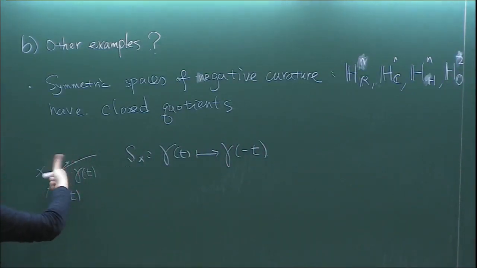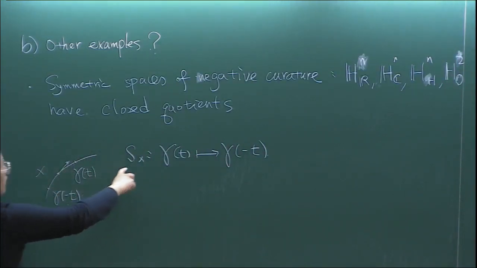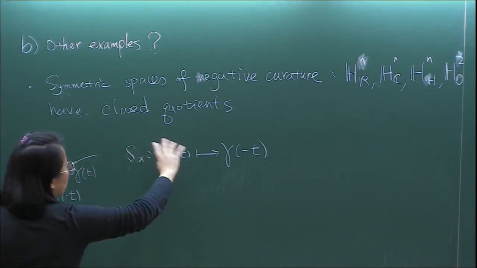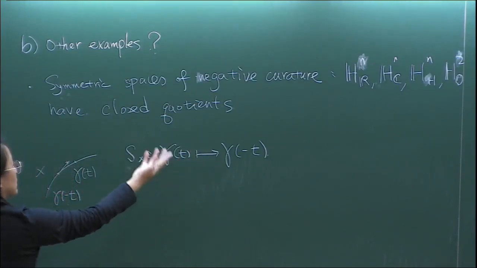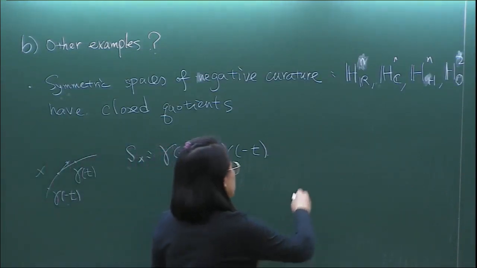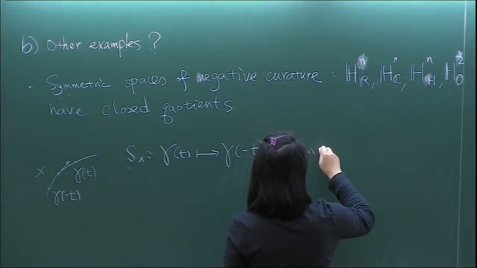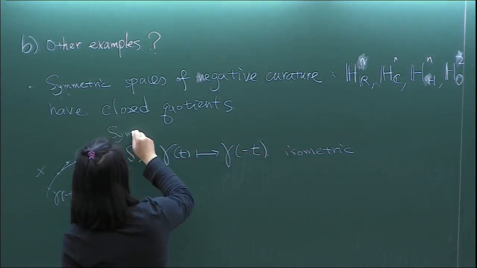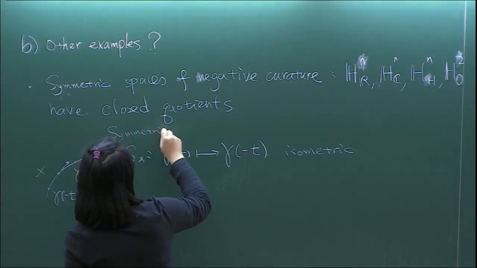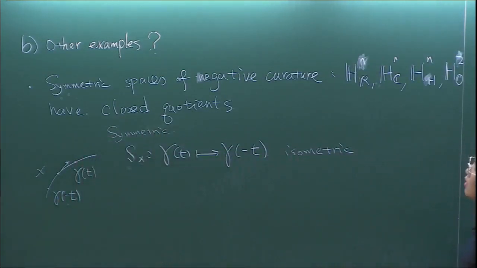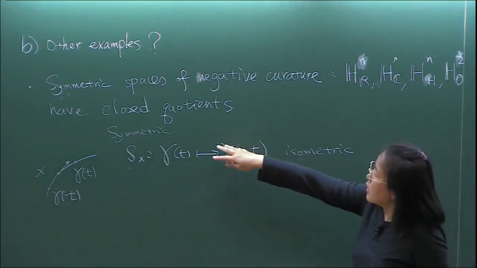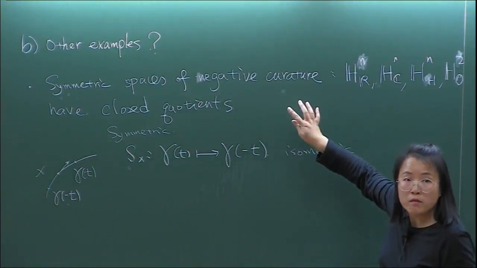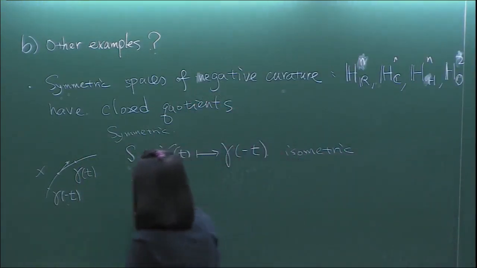So you consider this reflection. If we call it symmetric, this map is well defined for every point, and also this map is isometric. This is symmetric. If this can be defined globally, then actually symmetric spaces of negative curvature have to be non-compact. This is symmetric.